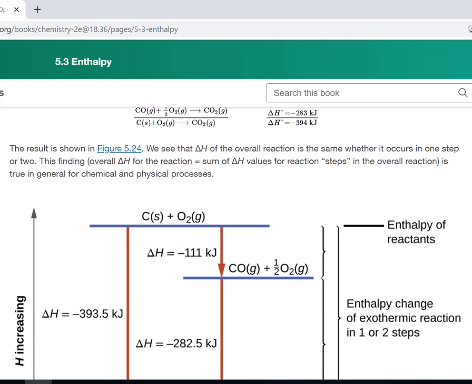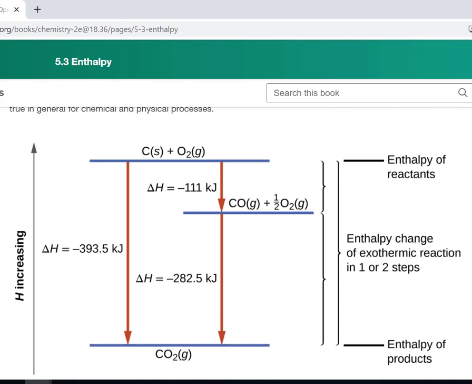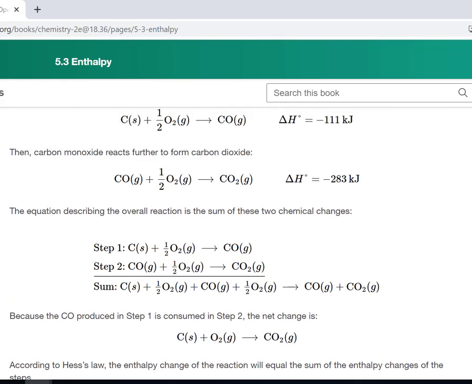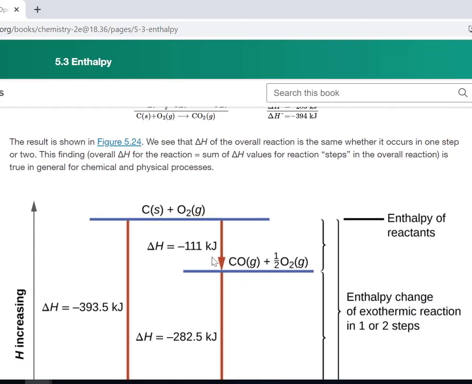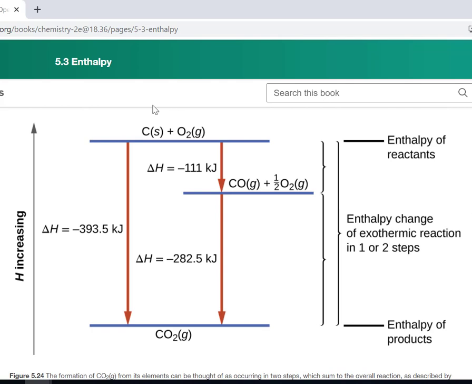So we can show that graphically here in this diagram. And this is a good way to think about it. We have the enthalpy of this reaction. We take that together and we get this, which is creating the carbon monoxide we have here. Then we have this react with oxygen, and we get down to carbon dioxide. So the overall reaction from here to here is the sum of the two parts, from here to here and from here to here. You're combining those two reactions to get the overall reaction.